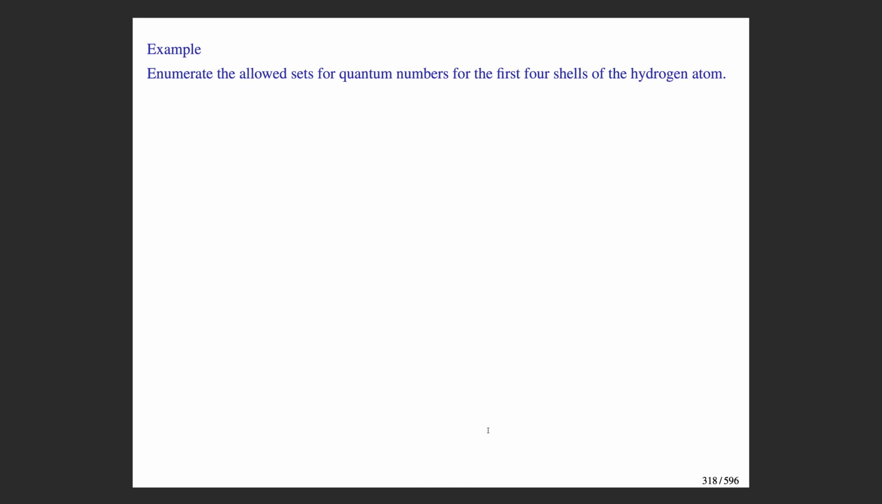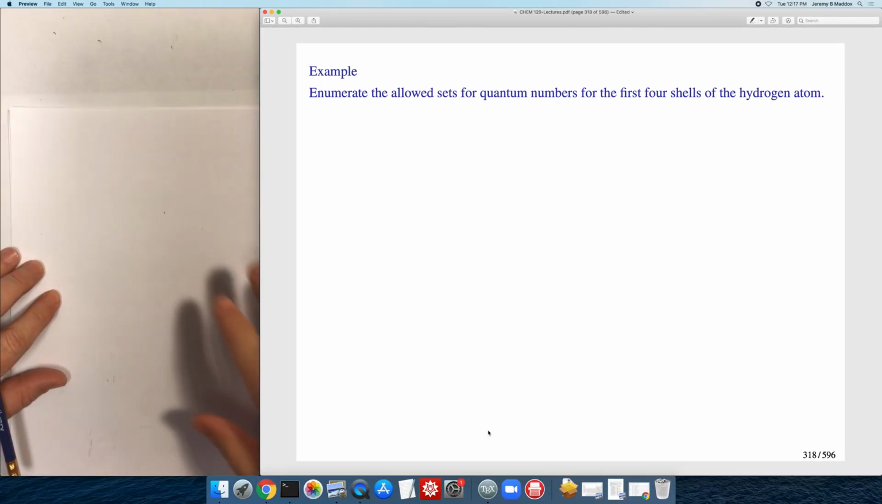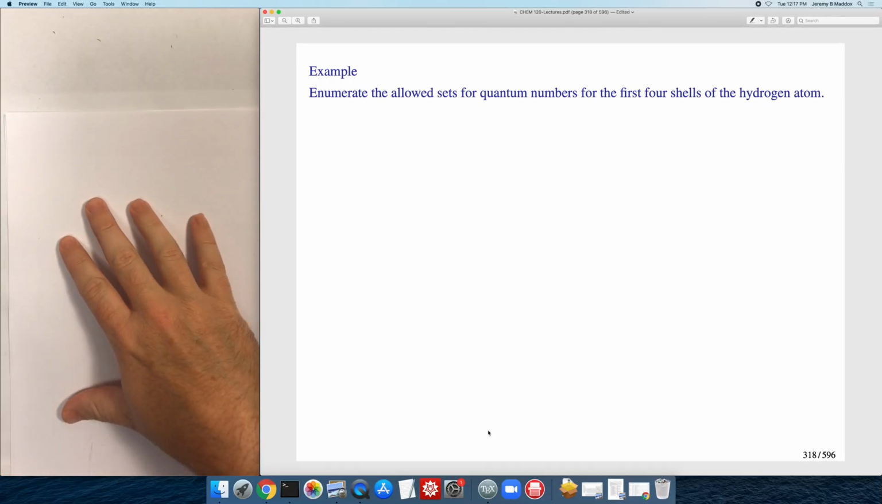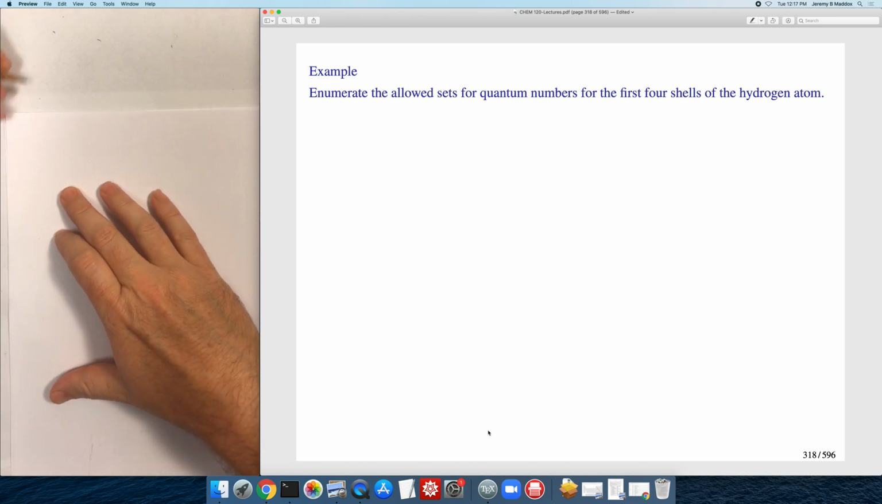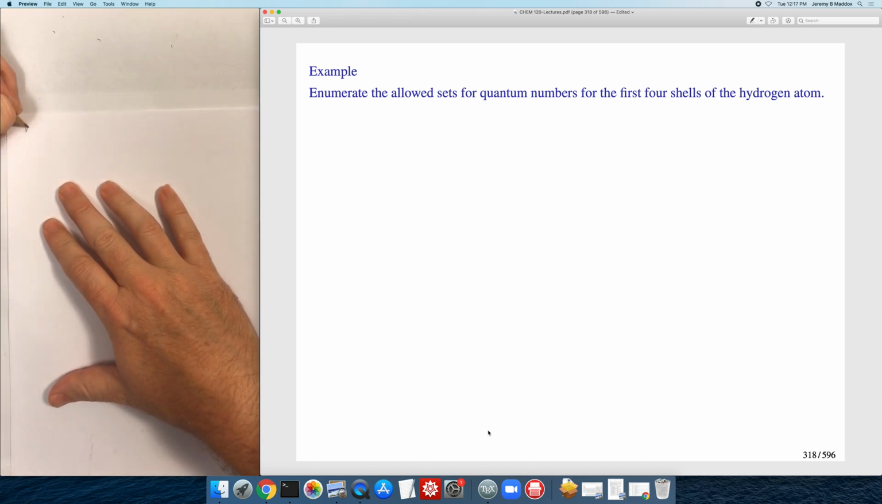So what we're going to do next is enumerate the different allowed values of the quantum numbers for the first few shells of the hydrogen atom. Okay, and so I'm going to use paper to do this. Let's start with the first shell. So in the first shell, the quantum number n, the principal quantum number, is 1. And the values of L that are possible are L equals 0 only for that case.